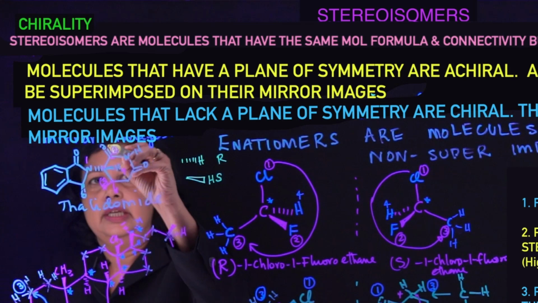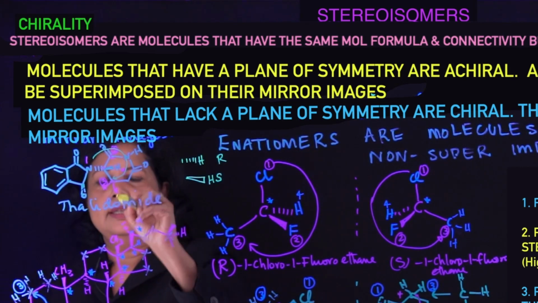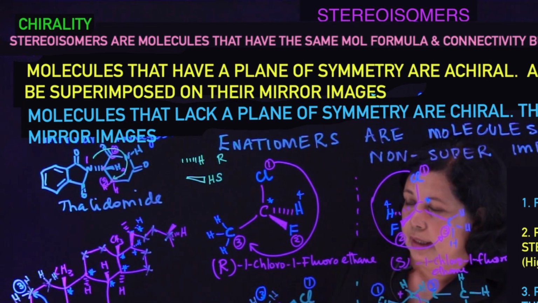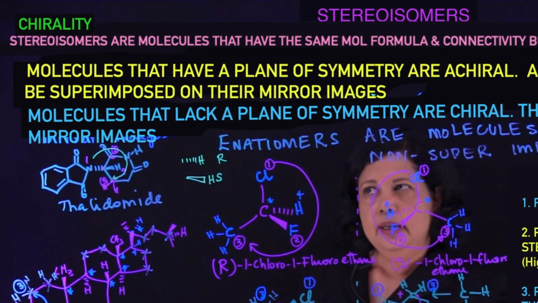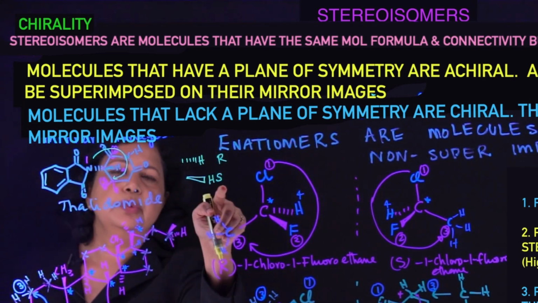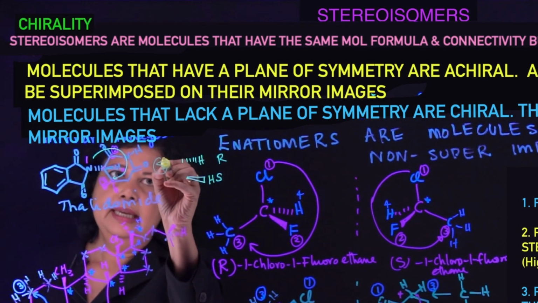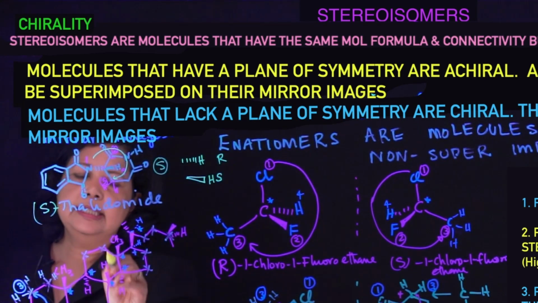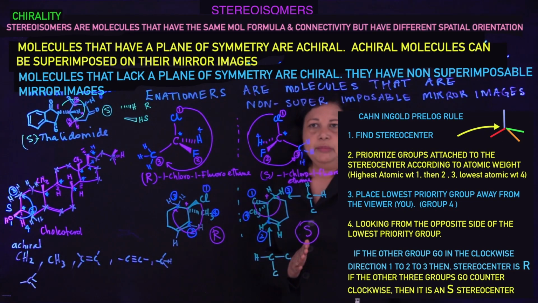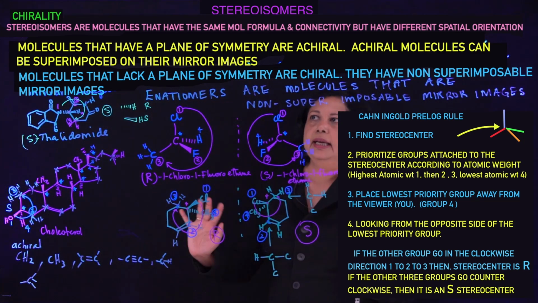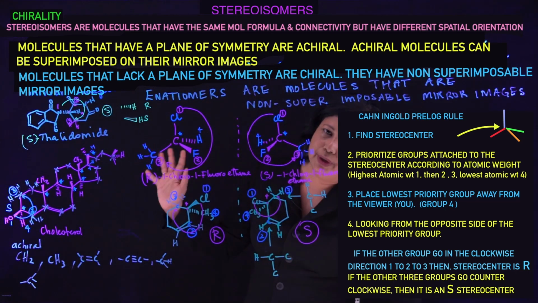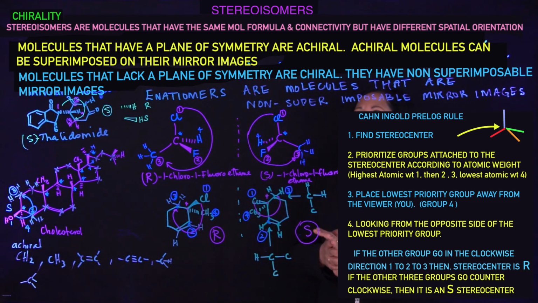So 1, 2, 3 is going clockwise. Clockwise is typically R when hydrogen is on a dash. Therefore, when hydrogen is on a wedge, clockwise would be S. So yes, and that's correct because S-thalidomide was the teratogen. So I will see you soon and we'll do some more problems, guys, before we go on to other topics like diastereomers. A quick summary here.